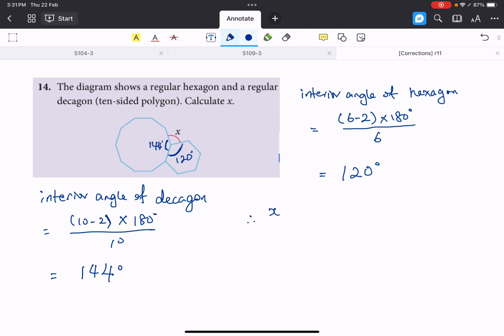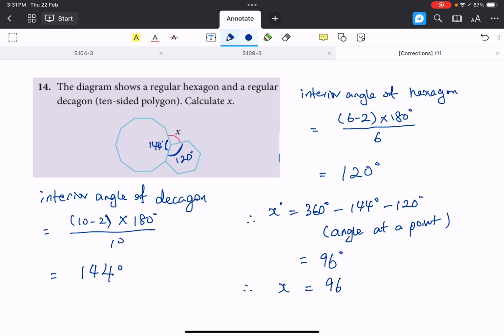Therefore, x degrees is going to be 360 degrees minus 144 degrees minus 120 degrees. And the reason, angles at a point, right? So we work this out. This will be 96 degrees. Therefore, x is equal to 96.